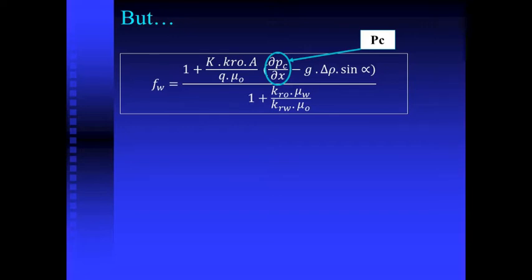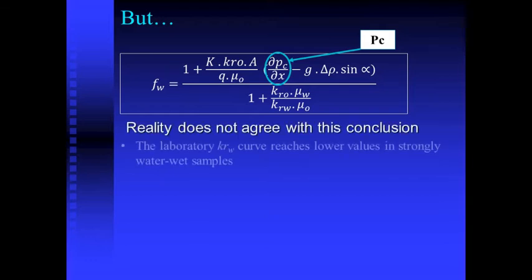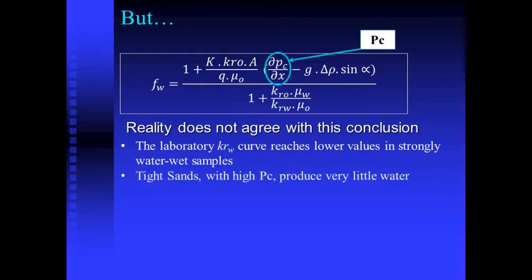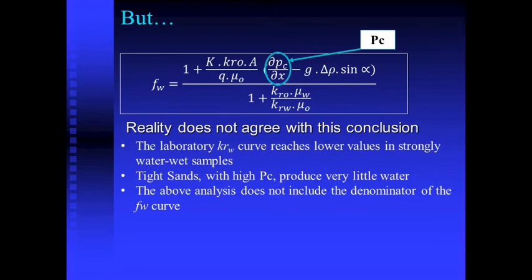However, the analysis we have just done does not agree with physical reality. To begin, we know that, in the lab, the rel perm to water is lower when the samples are more water wet. In addition, during reservoir production, in tight sand reservoirs, where capillary pressures are higher than in conventional scenarios, water production is usually very low, because the water phase tends to be retained in the tight pore system. This situation represents a severe contradiction when compared with the analysis in the previous slide.